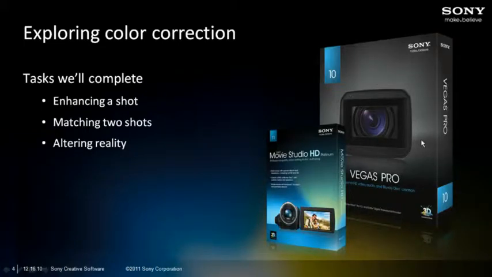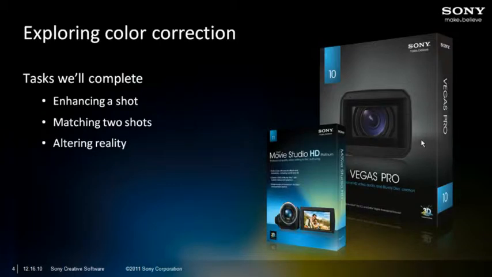So the tasks that we'll complete fall into three general categories here. We're going to be enhancing a shot. We're going to look at some tools for matching two shots. So maybe you have two different cameras and the video doesn't look the same from both cameras. We'll take a look at how to try to match the colors in those two shots. And then a little bit of fun, we're going to alter some reality using some of these tools.